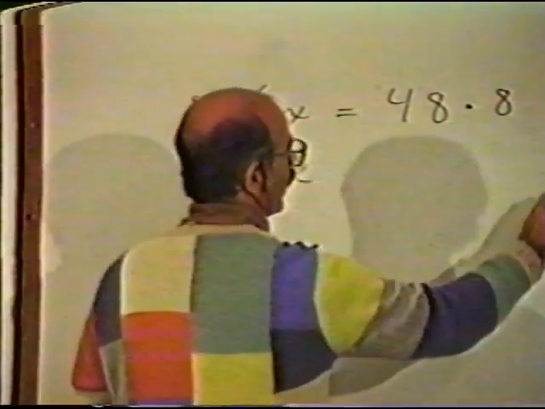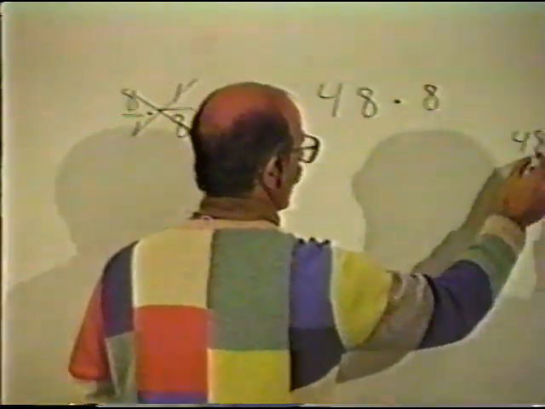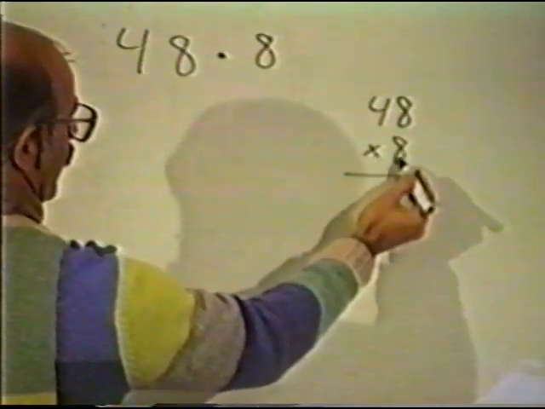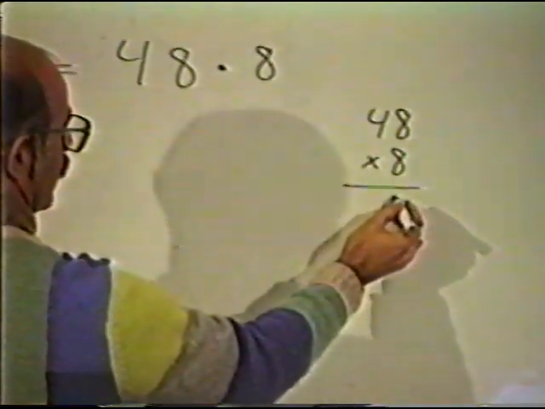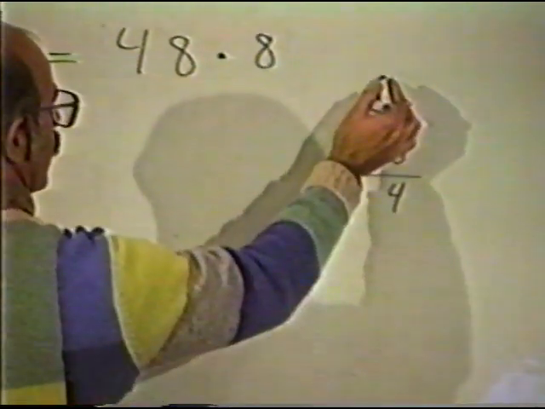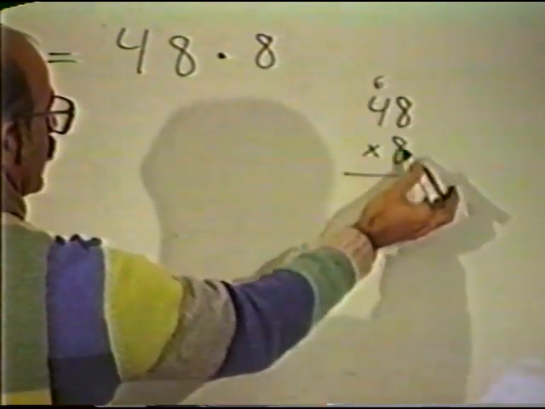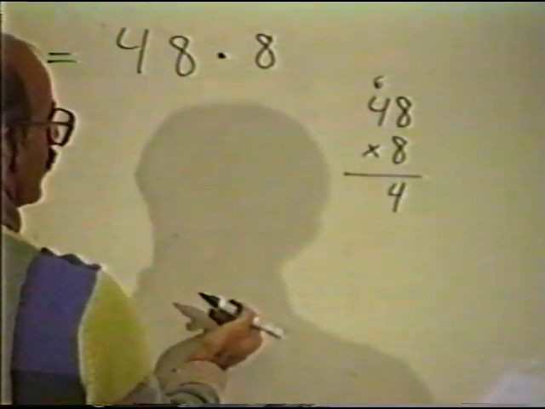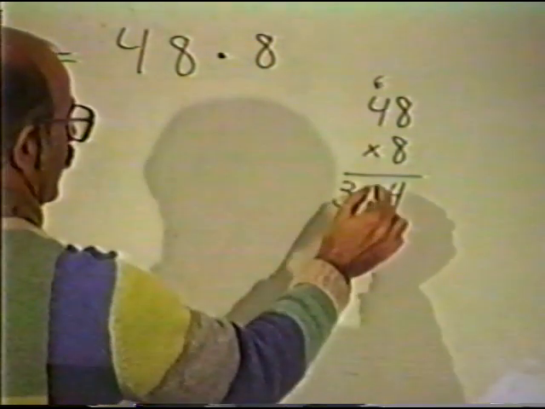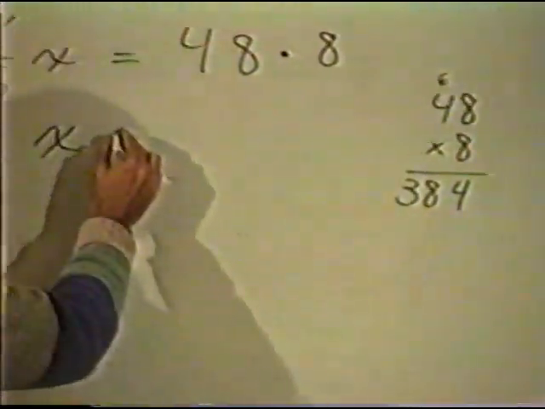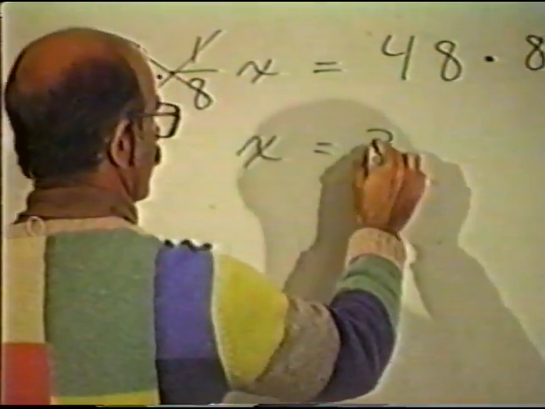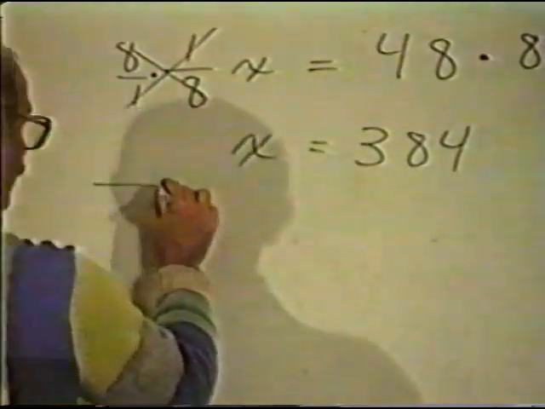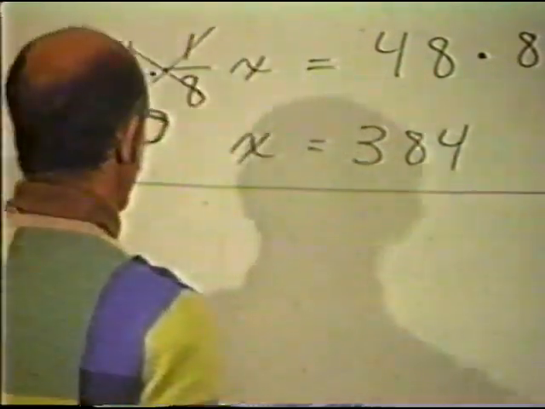And 48 times 8, well, we can't really do that in our heads. Let's multiply it out. 8 times 8 is? 64. Put down the 4, carry the 6. 4 times 8 is? 32. Plus 6, 38. x equals 384. Let's see if we got it right.